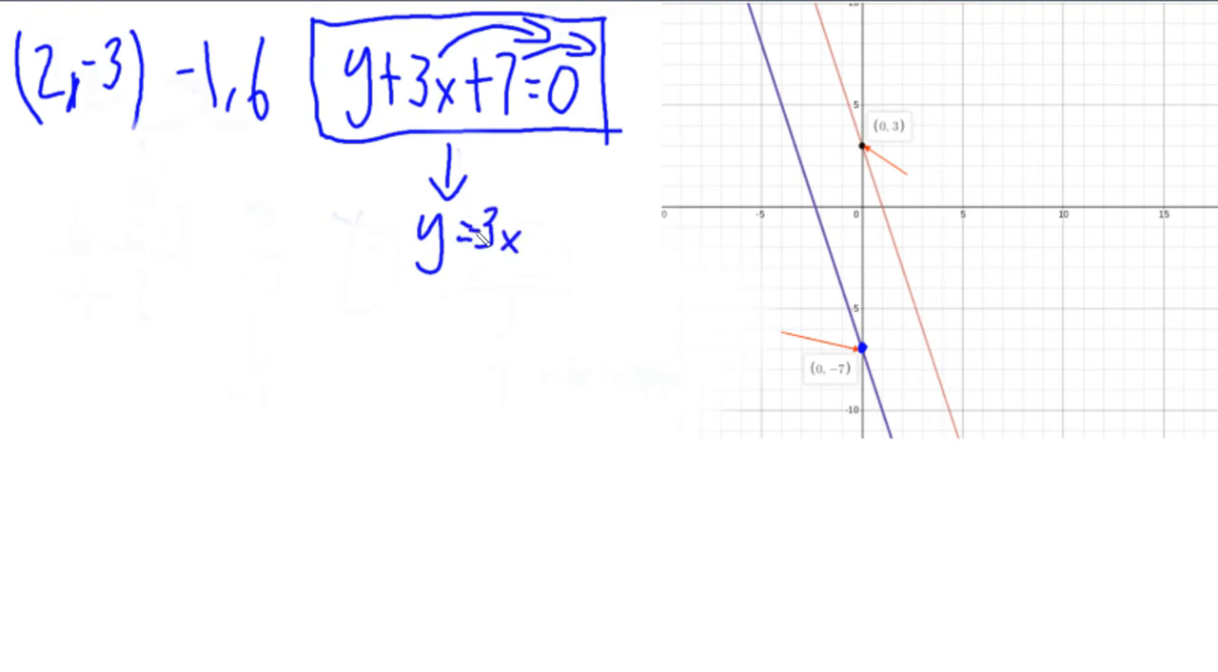minus 3x, because the sign changes. Okay, and then we go here. Minus 3x minus 7, because that one also changes signs. Now this is our first line equation.